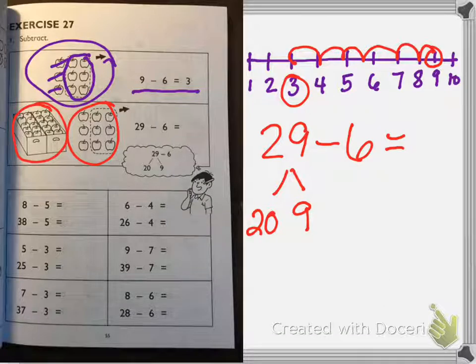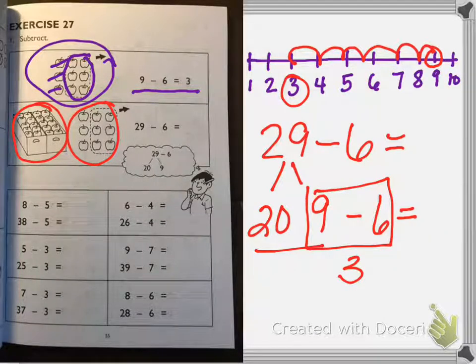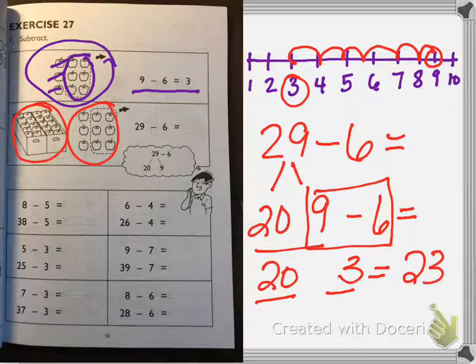Okay, so if you see a 29, it's 2 10s, which makes 20, and 9 1s, which makes 9. So that's 20 plus 9, that's 29, minus 6. Well, we know that 9 minus 6 is 3. If you add your group of 20 to the 3, the answer is 23. Let's count and see if that's right. 10, 20, 21, 22, 23. We got 23.